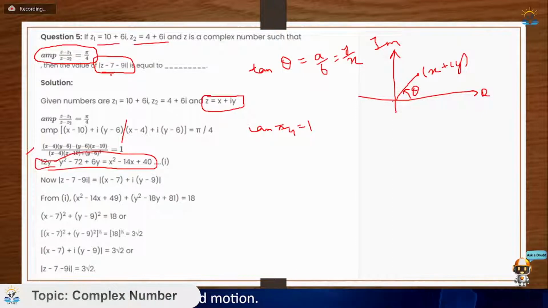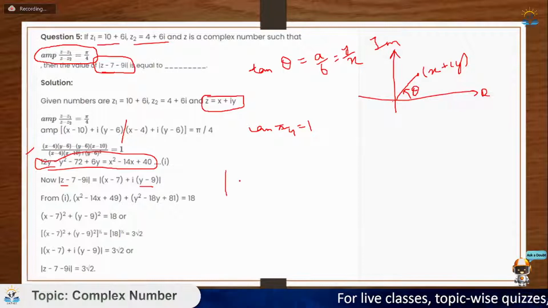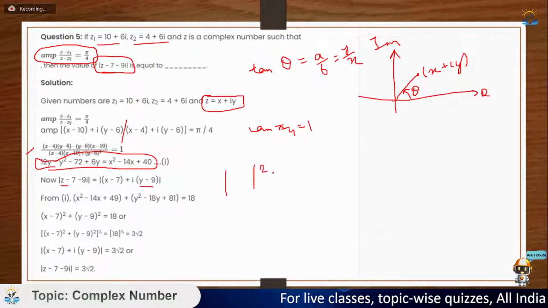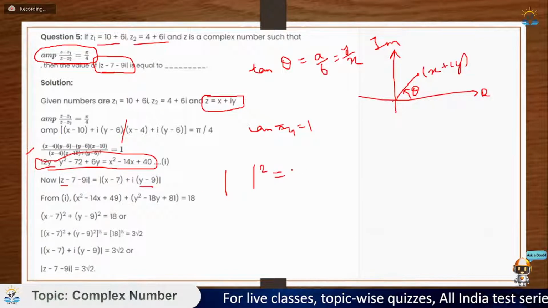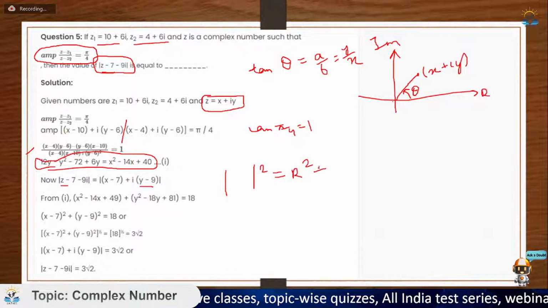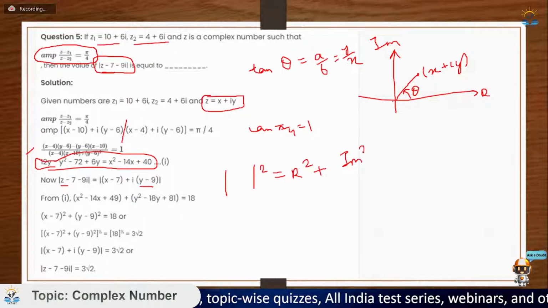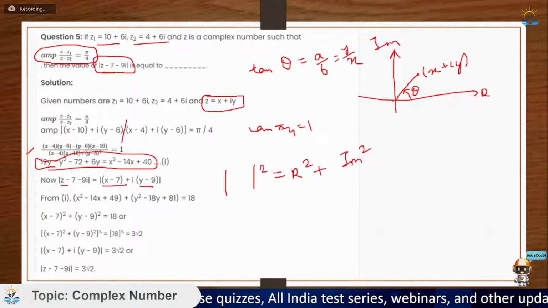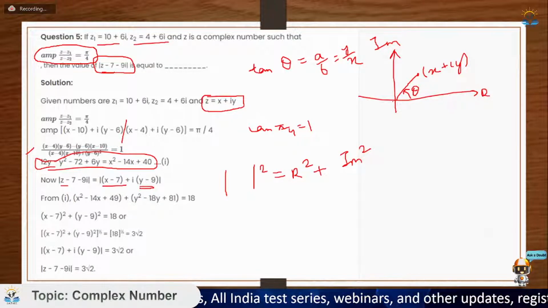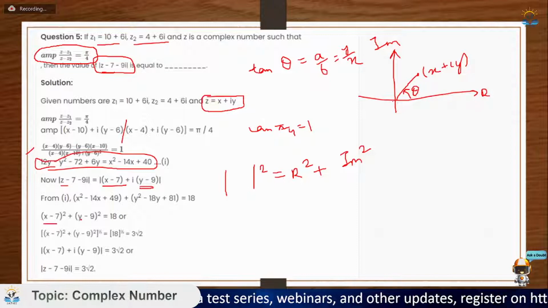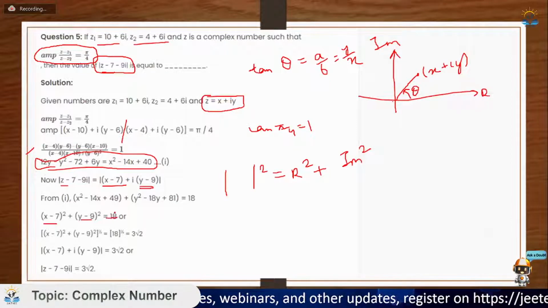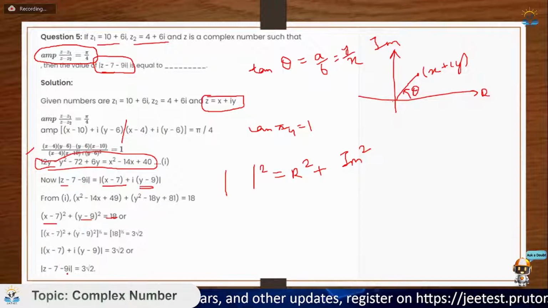Now they are asking you to calculate the value of the mod of z minus 7 minus 9 iota. Again put z equal to x plus iota y, so it would be mod of (x minus 7) plus iota times (y minus 9). But for calculating mod you have to square it, because we know that mod square is nothing but real square plus imaginary square. In this case the real part is x minus 7 and the imaginary part is y minus 9. So (x minus 7) square plus (y minus 9) square is equal to 18, and from there you can get the value of your expression, which would be 3 root 2.